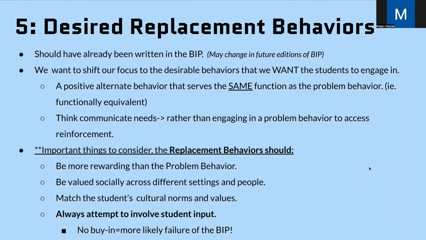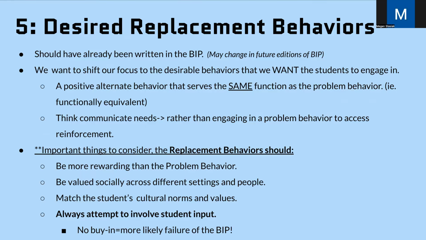Part five is desired replacement behaviors. So this should have already been written in the BIP. And like I said, it might change in future editions as they progress and master certain skills. We want to shift our focus to the desirable behaviors, what we want the student to engage in. So a positive alternate behavior that serves the same function as the problem behavior, functionally equivalent, like we've said. Think about communicating needs rather than engaging in a problem behavior to access that reinforcement or that reward.